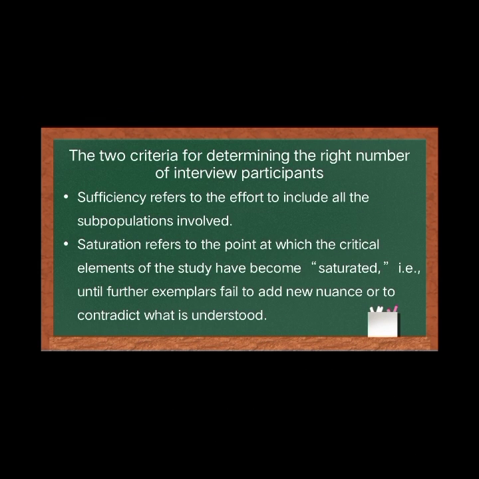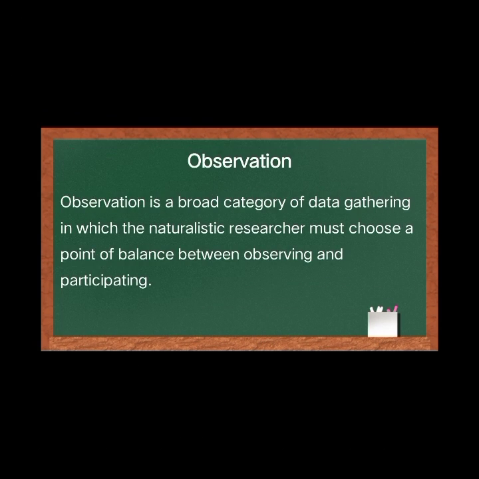The two criteria for determining the right number of interview participants are: 1. Sufficiency refers to the effort to include all the subpopulations involved. 2. Saturation refers to the point at which the critical elements of the study have become saturated, that is, until further exemplars fail to add new nuance or to contradict what is understood.